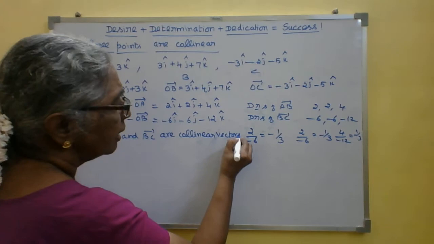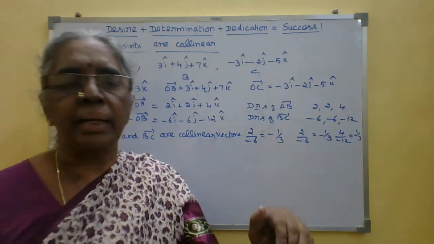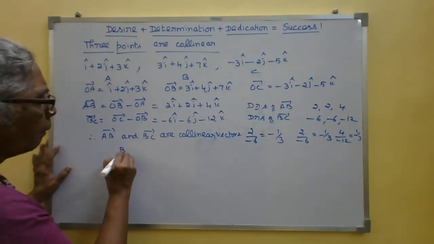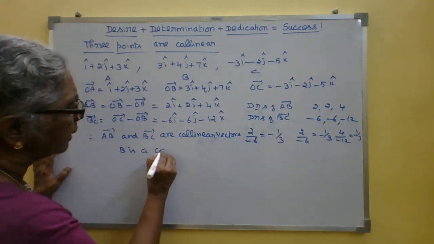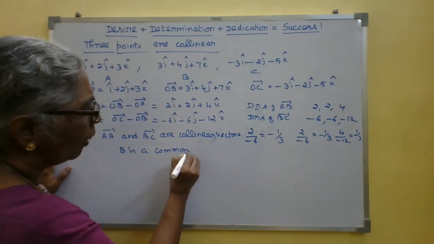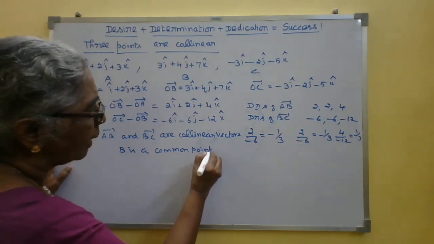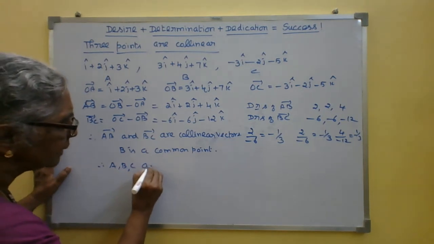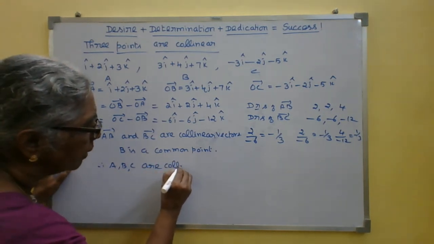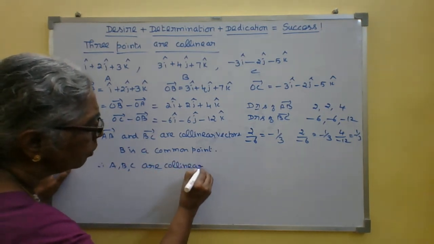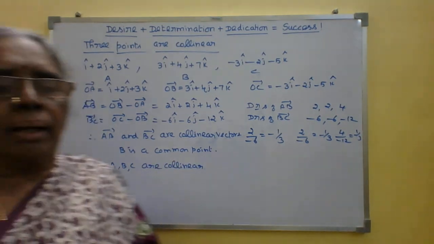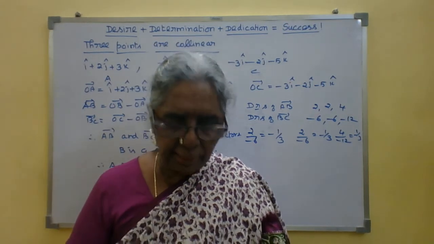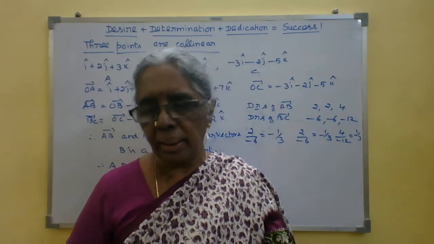Now you check whether there is any common point. See, B is common in both. So you write B is a common point. One point will definitely be common. Therefore, you can say A, B, C are collinear. Because two vectors being collinear is different. For proving 3 points, there should be one common point, and then you get that the 3 points are collinear.